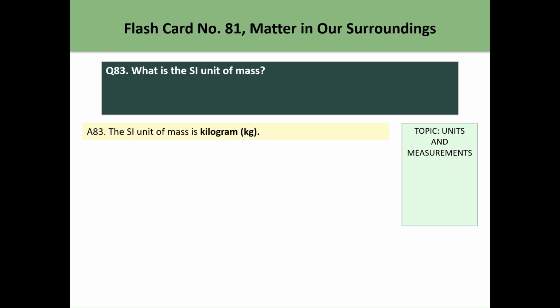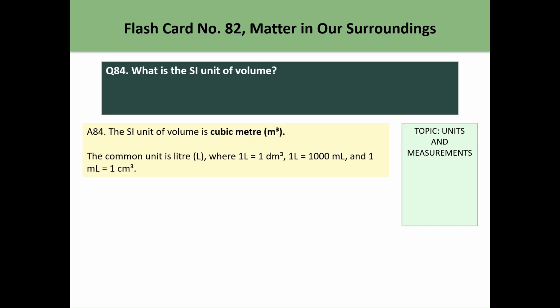Let's continue. What is the SI unit of volume? The SI unit of volume is cubic meter, written as m³. The commonly used unit of volume is liter, written as L. 1 liter is equal to 1 cubic decimeter. 1 liter is equal to 1000 milliliters and 1 milliliter is equal to 1 cubic centimeter. Remember, SI unit is cubic meter, common unit is liter.